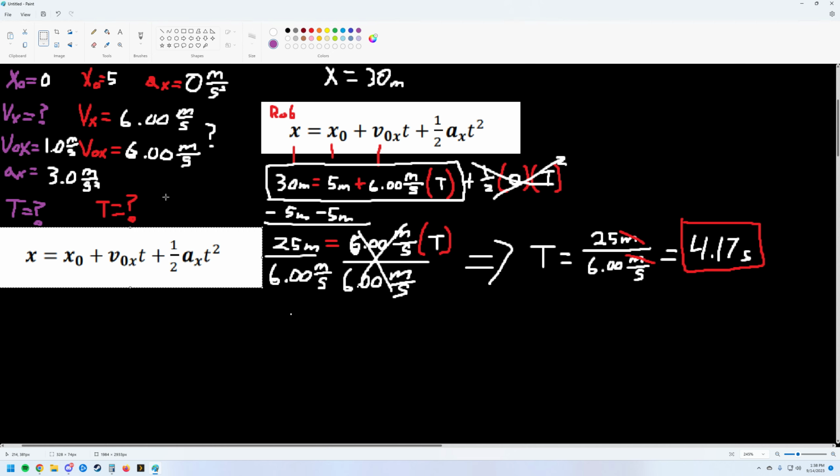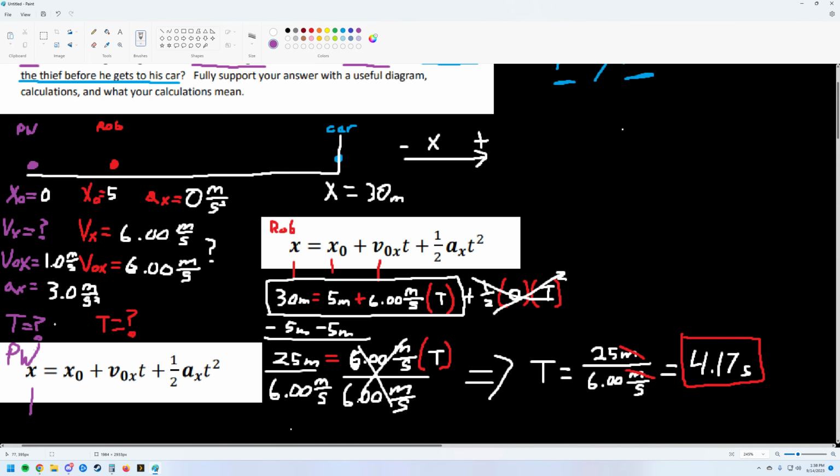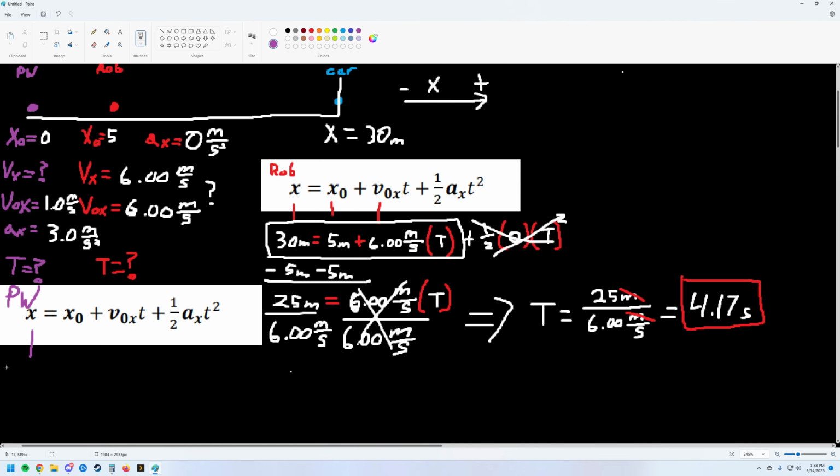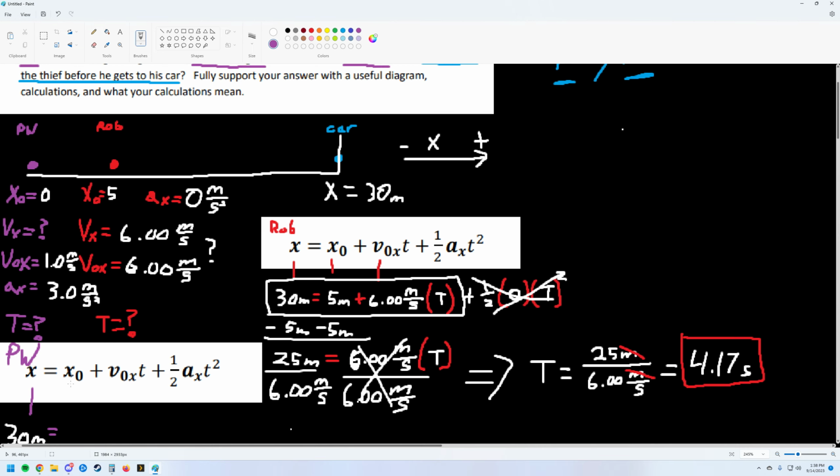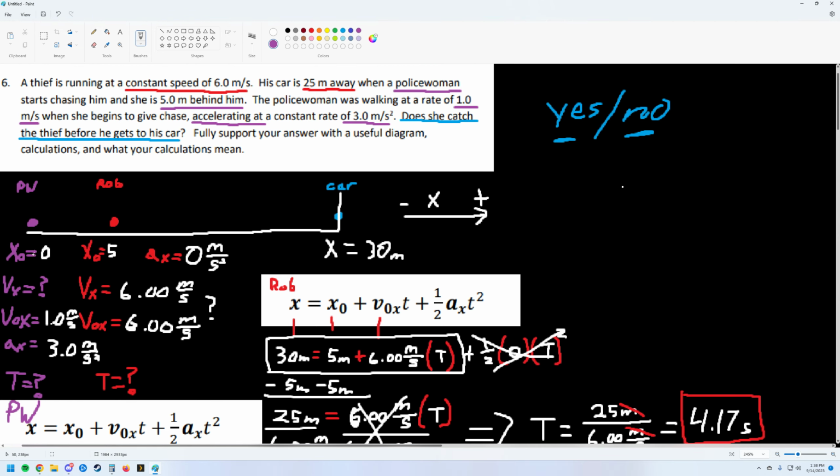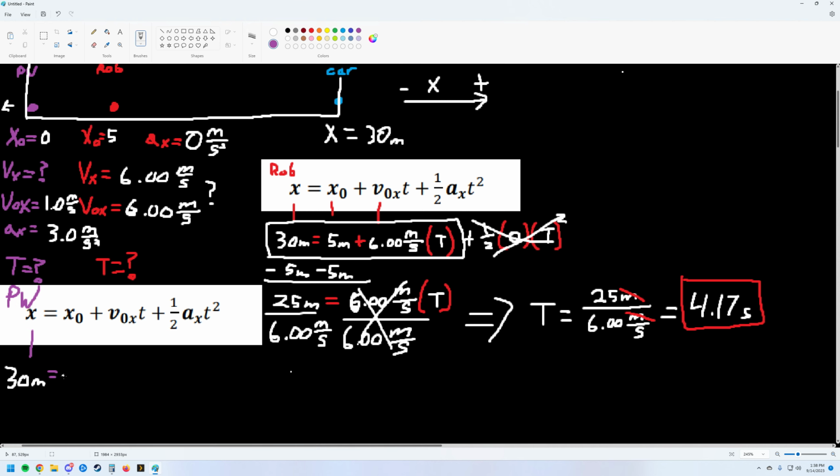Change to purple. We got police woman. All right, what's her final position or ending position? We got 30 meters. And that is going to equal x0, her initial position. We know she's 5 meters behind him because of our coordinate system and how we labeled this. She's basically starting out at that 0, and that would be negative if we went that way. But she's 0. Easy peasy. 30 meters equals 0 meters.